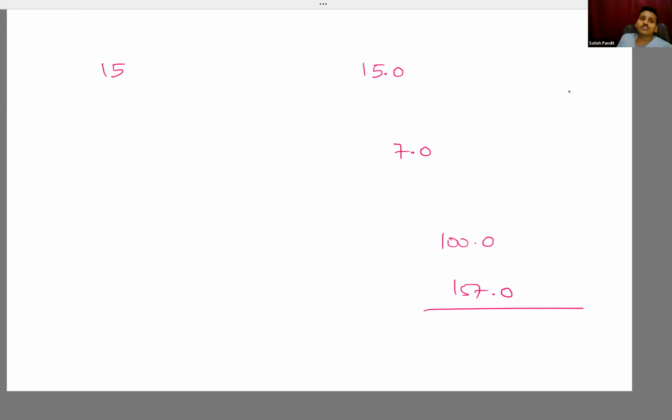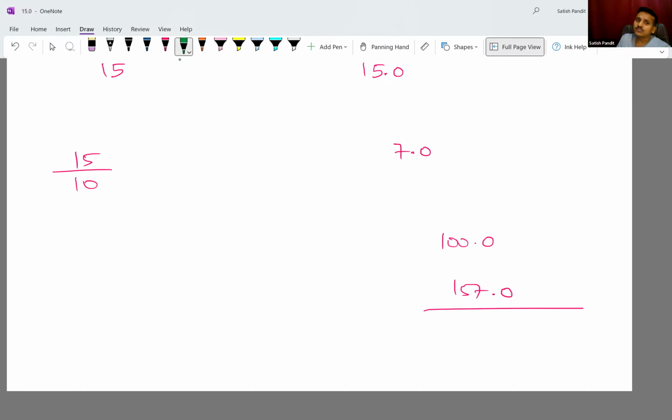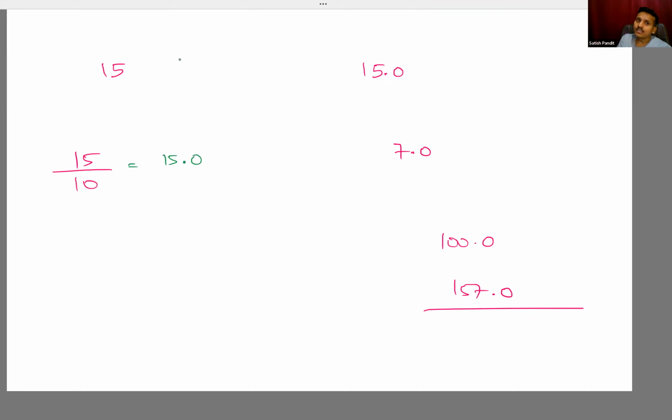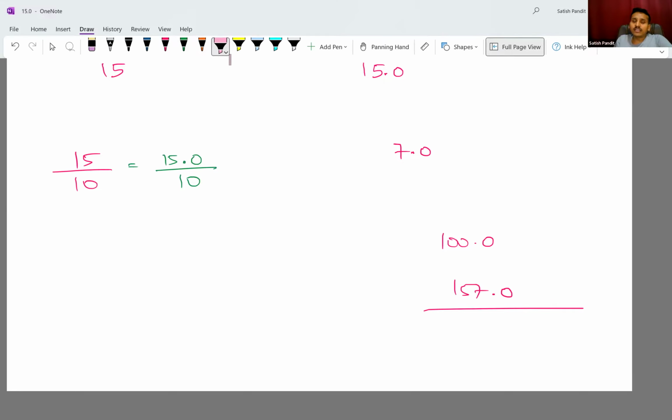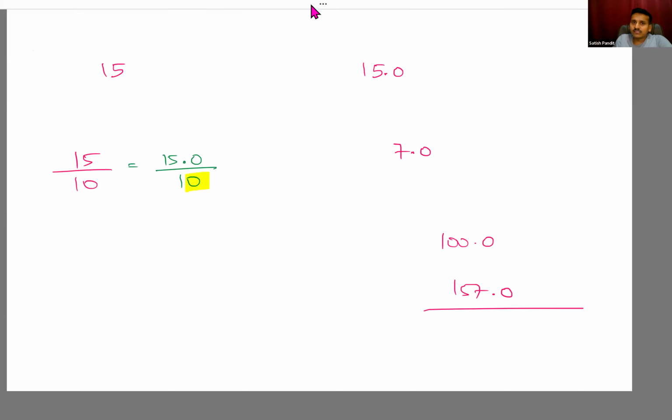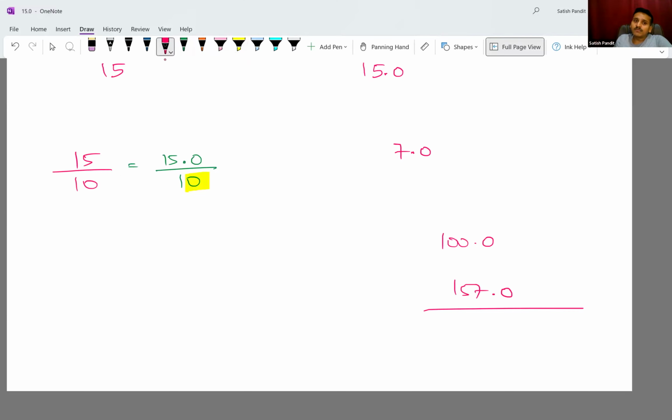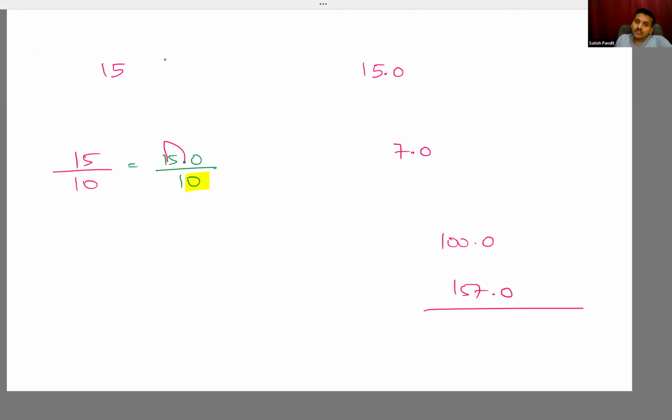Yes. So suppose I have 15 by 10. In decimal places, how will I write? 15, I can write 15.0 divided by 10. We have only 1 zero after the 1, right? That means we have to shift the decimal one place to the left. So the decimal will shift to this point, and it will become 1.50. 1.50 is the same as 1.5 basically. So 15 by 10 is 1.5.